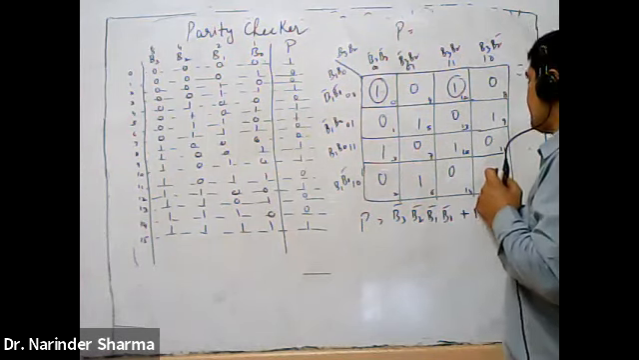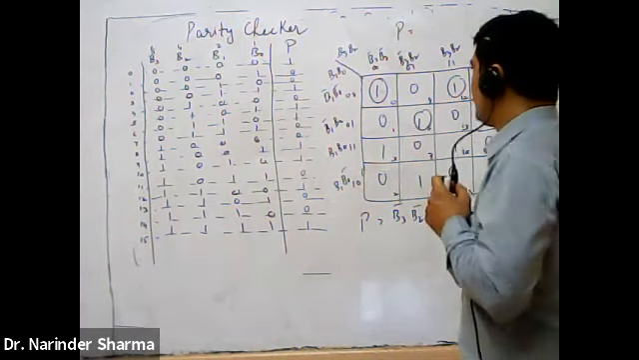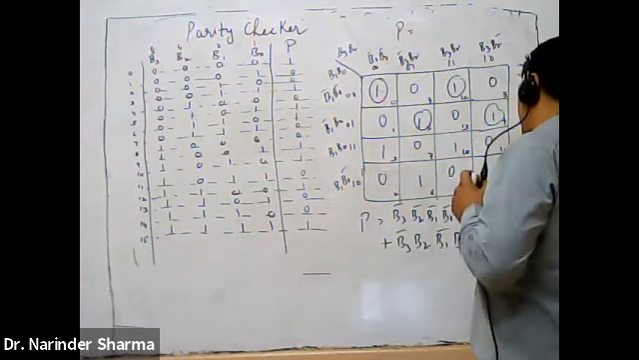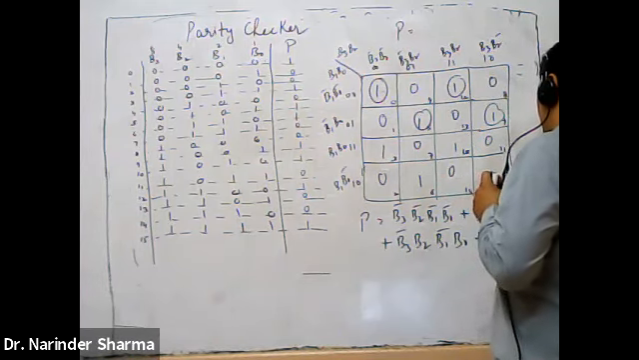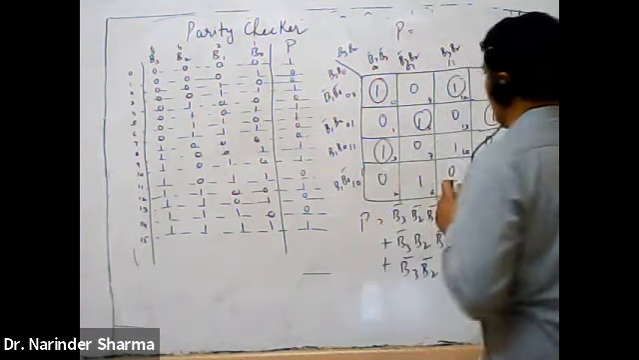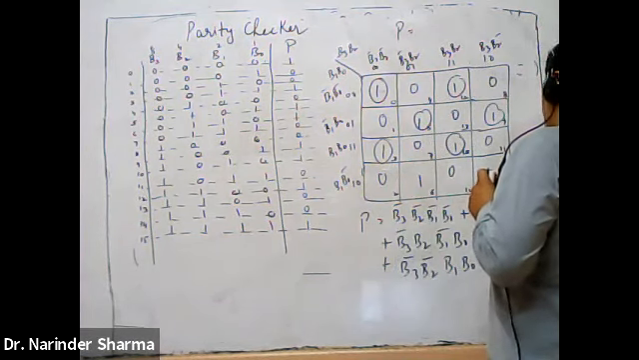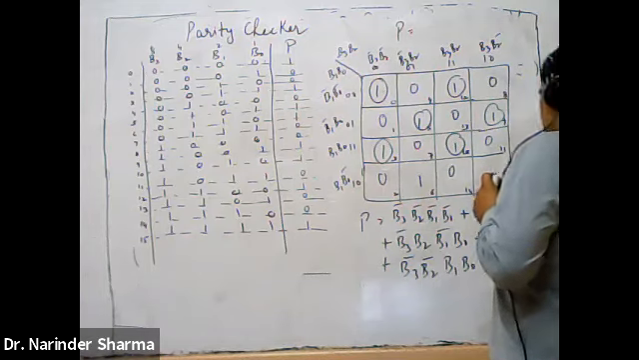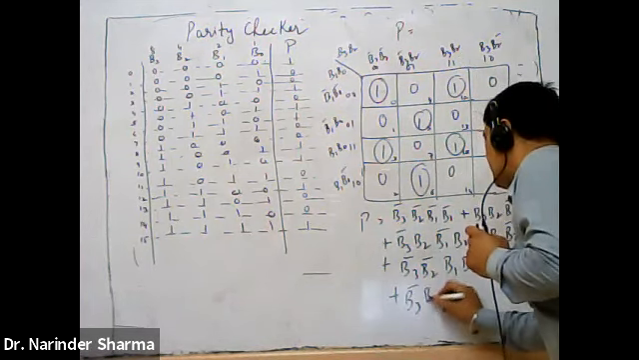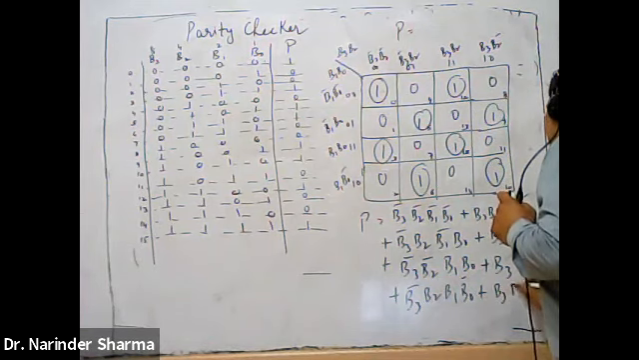For the next expression, write B3 B2 B1 bar B0 bar. For the next, write B3 bar B2 B1 bar B0. For the next, B3 B2 bar B1 bar B0. For the next, B3 bar B2 bar B1 B0. For the next, B3 B2 B1 B0. For the next, B3 bar B2 B1 B0 bar. For the last, B3 B2 bar.